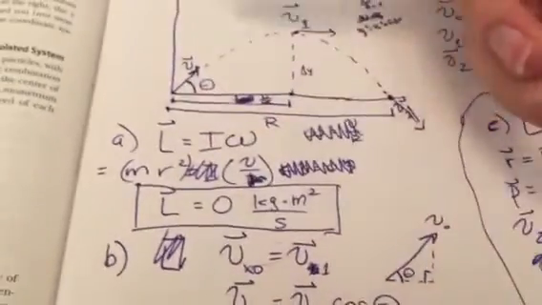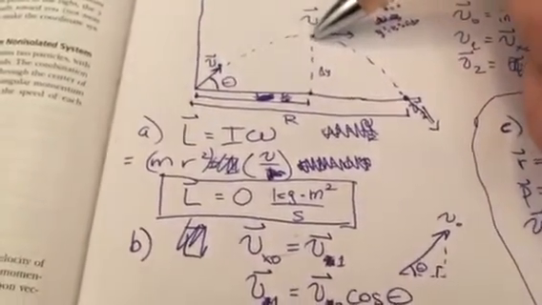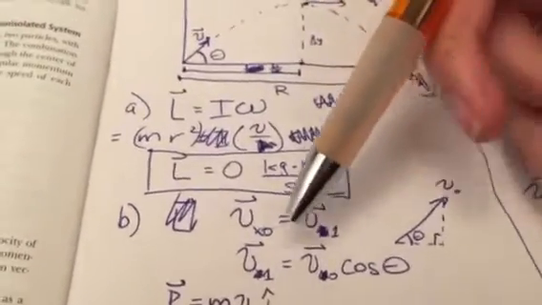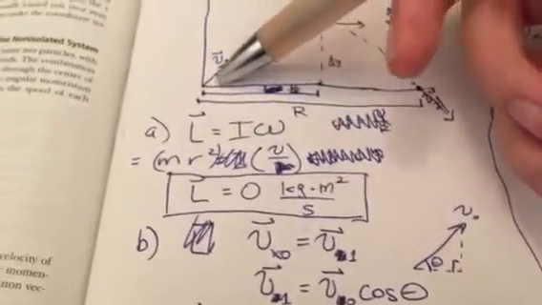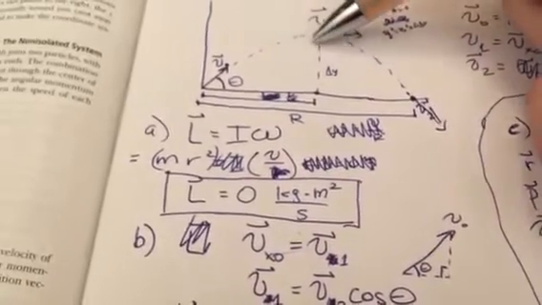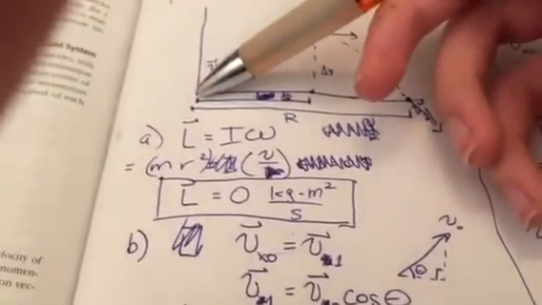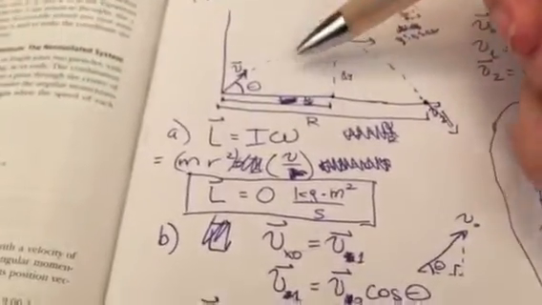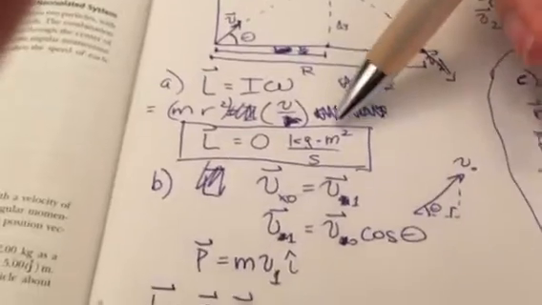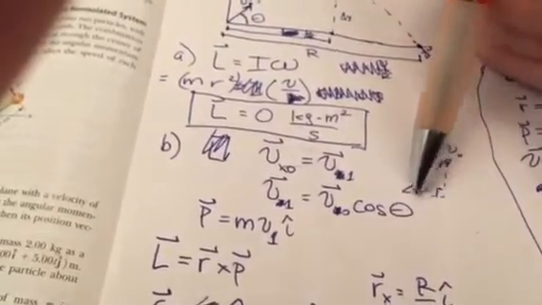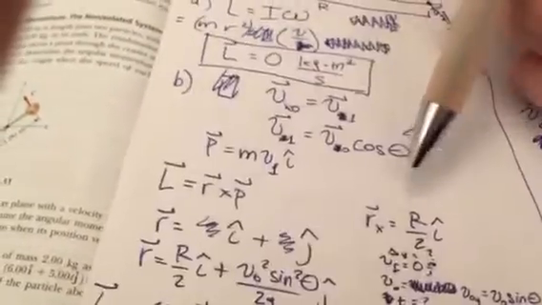Part B wants us to find the angular momentum at this point where the trajectory is at its highest y value. What we do know is that the velocity in the x direction at this point is exactly the same as at the start, because we know that in the x direction, the velocity remains constant all the way throughout this trajectory. So we know it's going to be velocity naught times cosine theta.